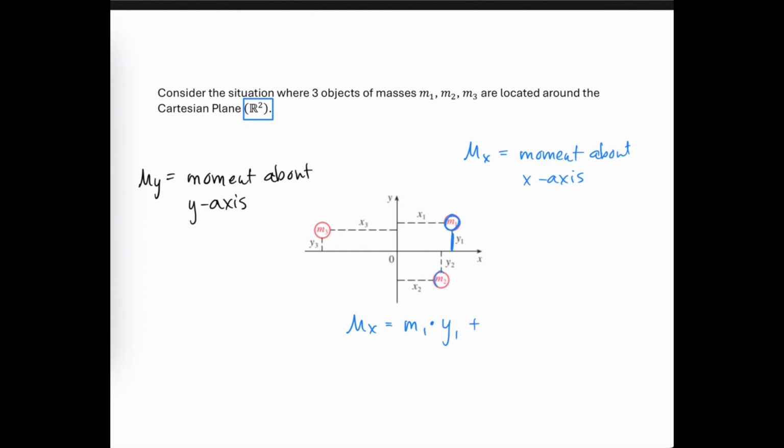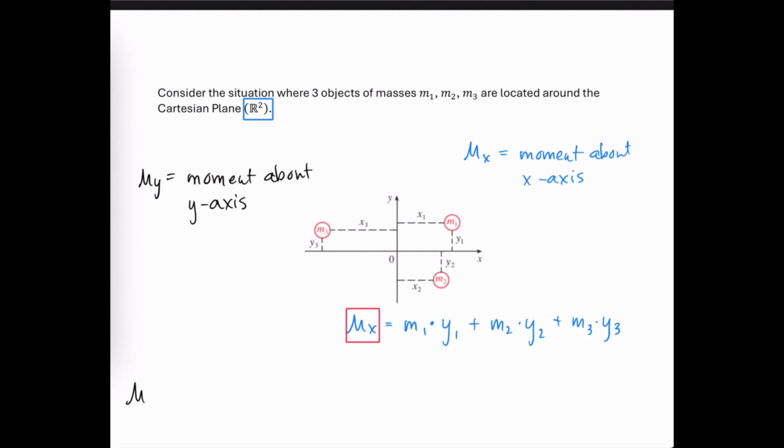We'd need to add mass 2 multiplied by its distance from the x-axis, which is y2, and mass 3 times its distance away from the x-axis, which is y3. When we add all of this up, it gives us the moment about the x-axis.